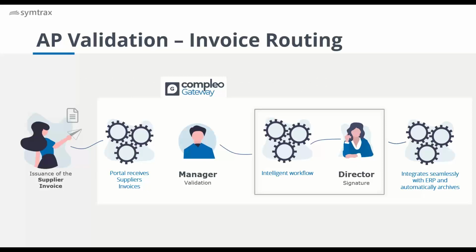So what I'll do is just walk you through an AP validation process and what it would look like with your existing invoice routing. So it could be an obvious enhancement with Compleo Gateway, but please recognize the steps needed to process the invoice without considering the location, whether that's, as I've mentioned, office or remote.